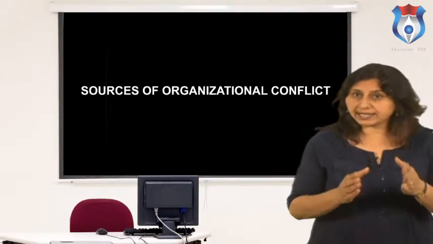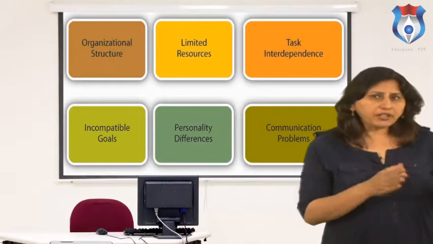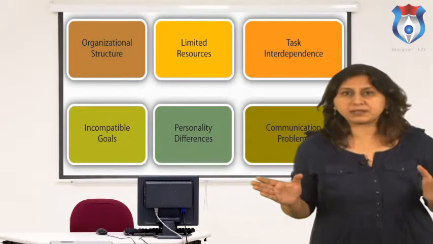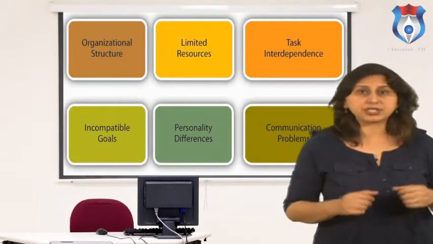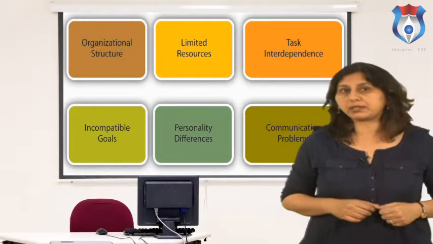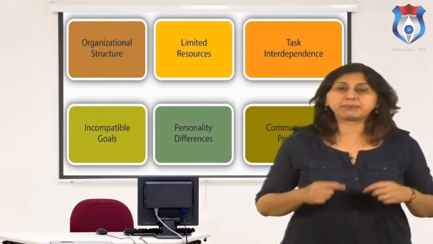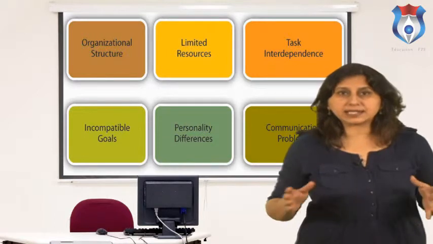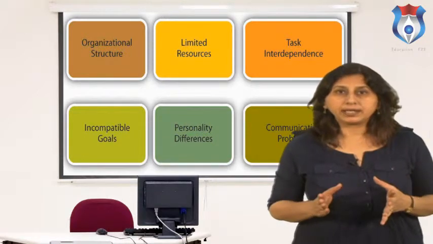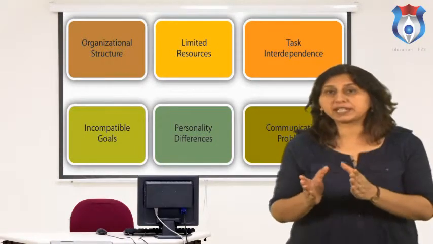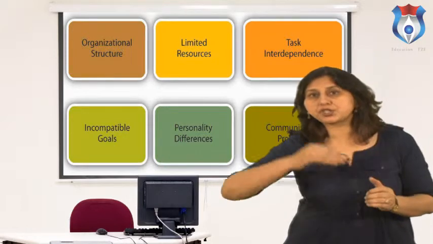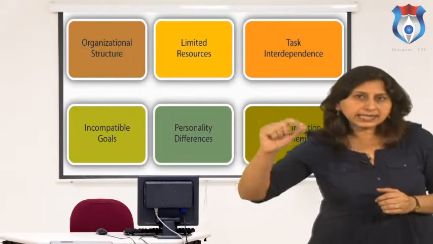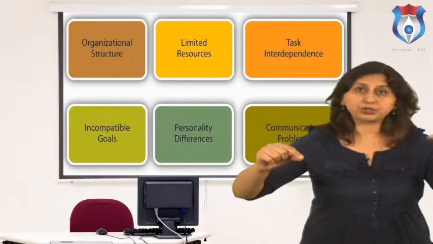Sources of organizational conflict. Organizational structure. Conflict tends to take different forms depending upon the organizational structure. For example, if a company uses a matrix structure as its organizational form, it will have decisional conflict built in because the structure specifies that each manager report to two bosses.